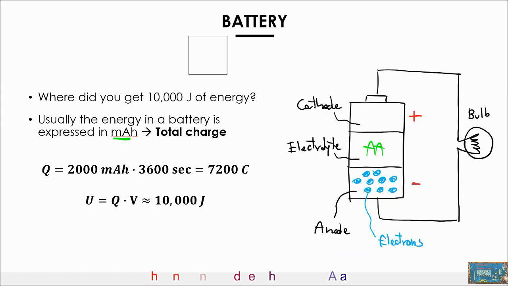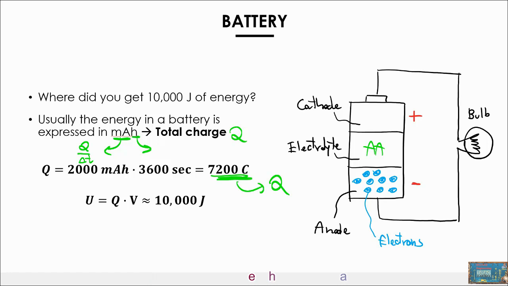Remember that milliamp is a unit of measurement of current, and current is charge divided by time, and hour is time. So when you multiply current by time, you get charge, Q. Here I'm just doing that calculation for you. Multiply 2000 milliamp hours, which is a good value for a battery, by 3600 seconds, which is the number of seconds in an hour, and you get 7200 coulomb. So that is the total amount of charge, Q.